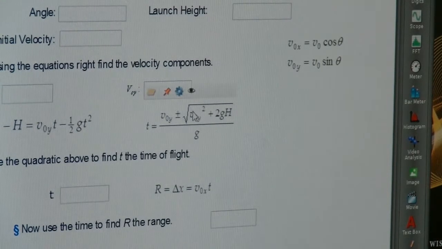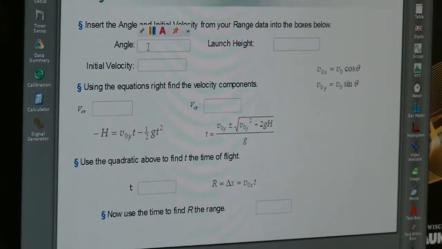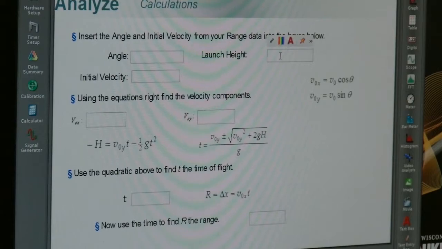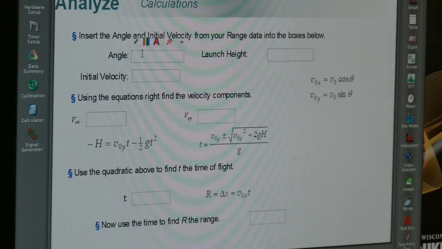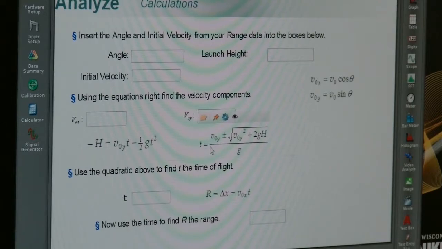So we can do a simple calculation for this one. The angle we are using is 35 degrees, and the launch height is about 1 meter. The initial velocity is the short range we recorded. I will give you the data on the paper. Based on this information, you can calculate the initial velocity along the x and y directions, based on the equations given here. And then you can calculate how long it takes for the ball to get to the ground.